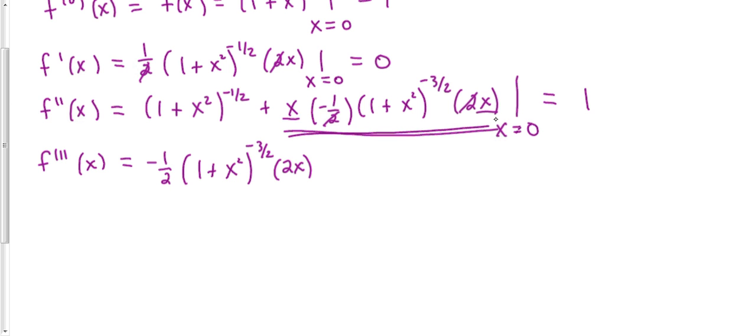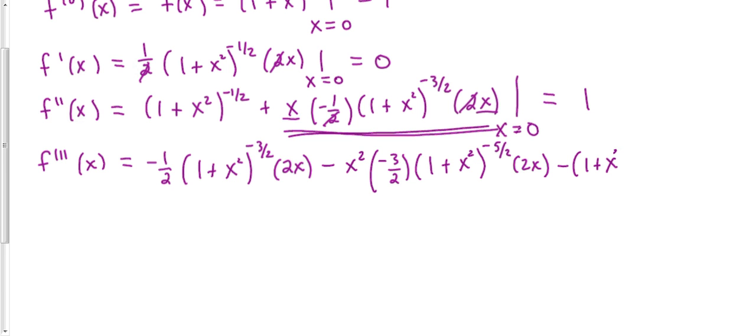For this other term over here, I'm going to have negative x squared out front. And then I'm going to take the derivative of the other term, and I'm going to have negative 3 halves times (1 plus x squared), now to the negative 5 halves. Again, I have to take the derivative of what's inside, which is going to give me 2x. And then I'm going to have negative (1 plus x squared) to the negative 3 halves.